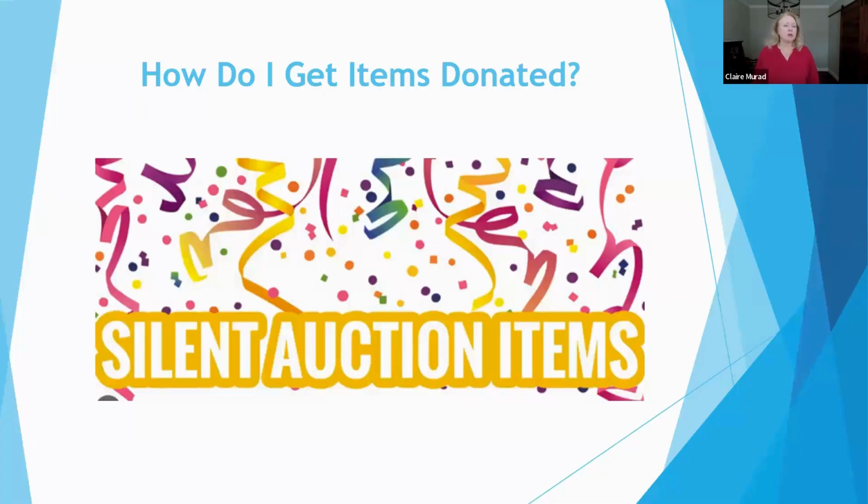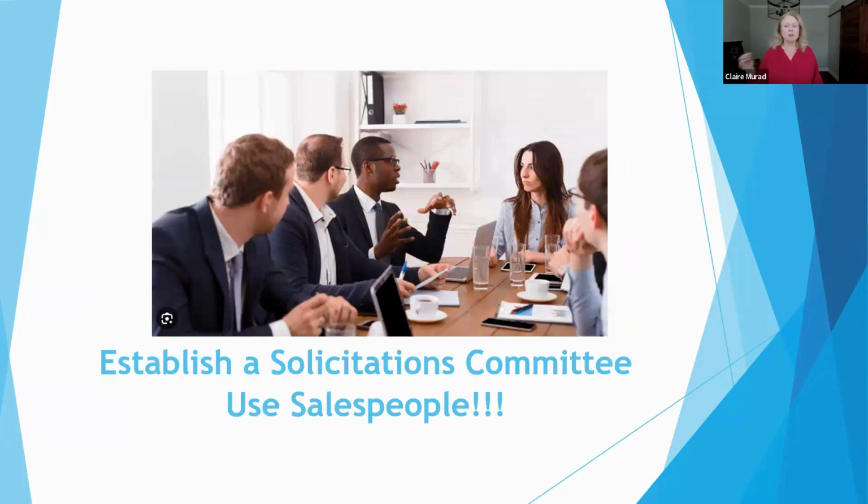So first, let's talk about how do I get auction items donated. As you begin planning your silent auction, the most important thing to remember is to ask for help. You need to have a solicitations committee who will acquire donations for the auction. Keep in mind that you have numerous other responsibilities for planning your event, so you can't solicit donations for your auction alone. So the people that you want on your committee for your solicitations team are salespeople. This will make your job so much easier if you recruit the right people to help you. And remember that many hands make light work.